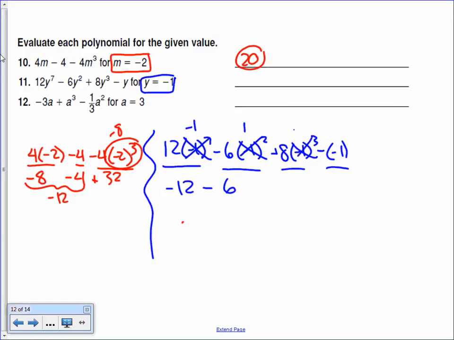Negative 1 to the 3rd, that's a negative 1, so minus 8. And then minus minus 1, remember when you're subtracting a negative, that's the same thing as adding. So I have negative 12 minus 6 minus 8 plus 1, so that's going to give me a negative 18. And then these two together will give me a negative 26. And then these two together will give me a negative 25.